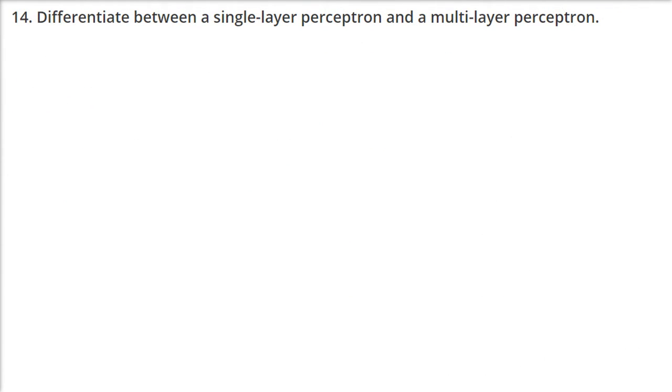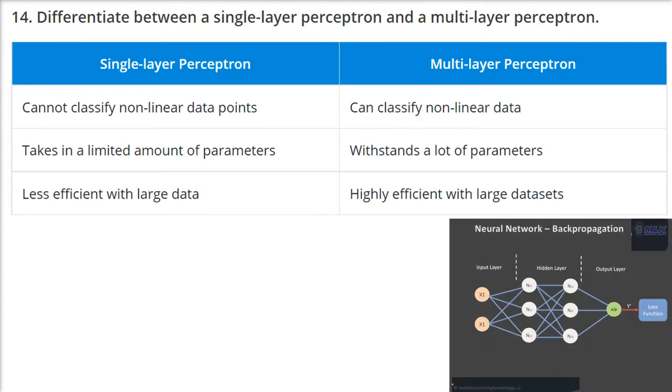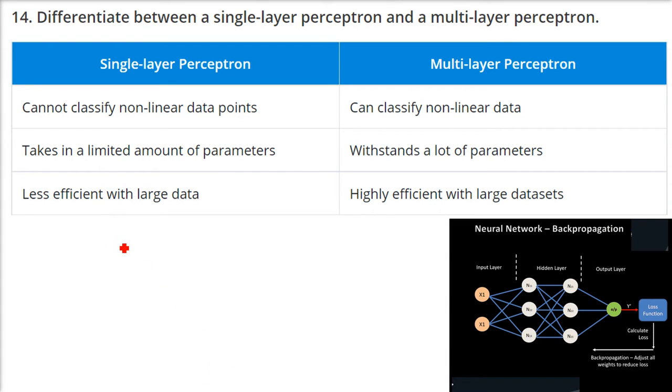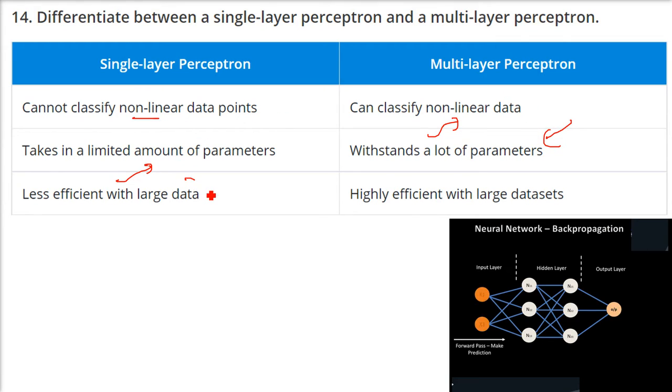Differentiate between a single layer perceptron and a multi-layer perceptron. In a single sentence, a single layer perceptron has one hidden layer, and a multi-layer perceptron has multiple hidden layers. A single layer perceptron cannot classify non-linear data points; a multi-layer perceptron can classify non-linear data. A single layer perceptron takes in a limited amount of parameters; a multi-layer perceptron withstands a lot of parameters. A single layer perceptron is less efficient with large data; a multi-layer perceptron is highly efficient with large data.